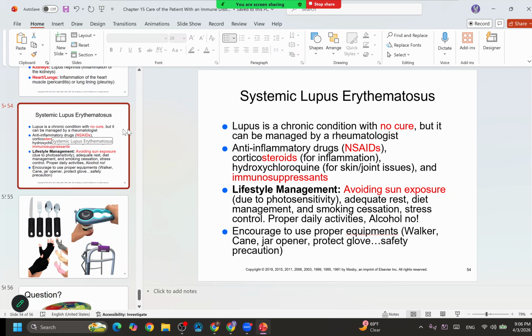And also, the patient is taking a steroid or NSAID. If they fall, this patient will bleed. So be careful of that.